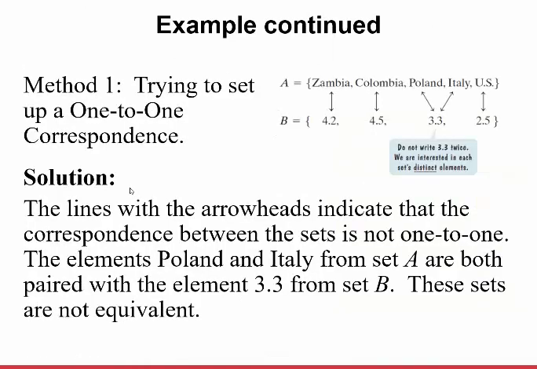All right, so let's try the correspondence method here. Set A is the names of the 5 countries. And then if you look at set B, well, 3.3 here, you do not write 3.3 twice. We are interested in each set's distinct elements. So you see that Poland and Italy both go to 3.3. So the lines with arrowheads indicate that the correspondence between the sets is not one-to-one. The elements Poland and Italy from set A are both paired with the element 3.3 from set B. So these sets are not equivalent because they do not have the same number.